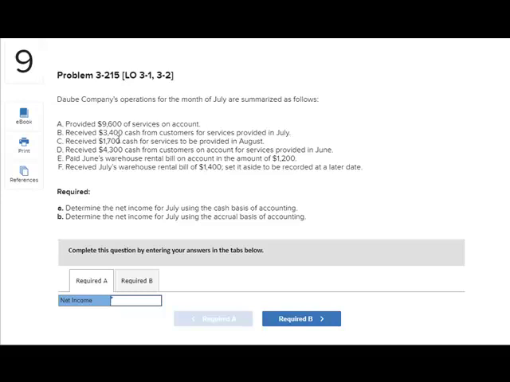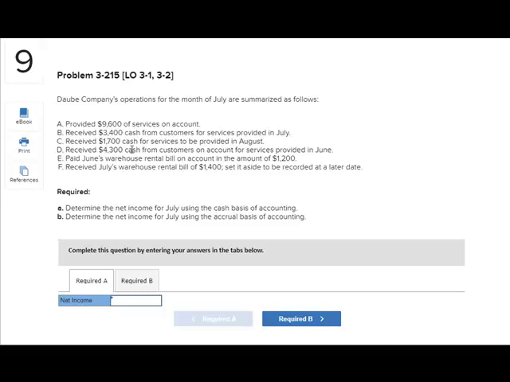And we would also count the $1,700 as revenue because we are getting the cash in July, even though we're not providing the services until August. With cash basis accounting, that doesn't matter. You just look at when you're getting the cash. And we did get it, so we're going to count that as revenue.